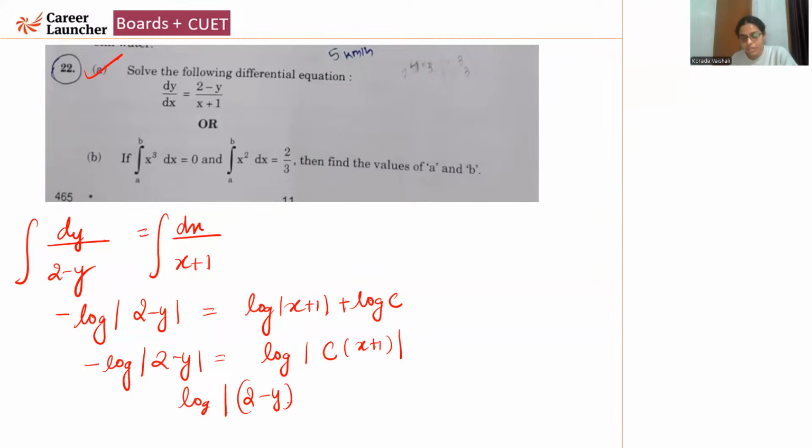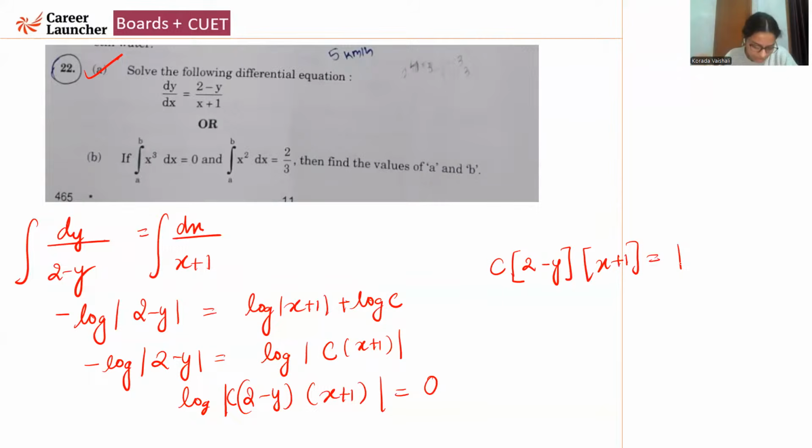So ये proper value हो जाएगी, log a plus log b is equal to log ab. So ये सारा हमारे पास product में आ जाएगा and this is going to be equal to 0. Take exponential on both sides. So ये जो log है ये cancel हो जाएगा. So this is going to be (2 minus y)(x plus 1) equals c. E to the power 0 is 1. So this is the equation that you should be getting as the final one.